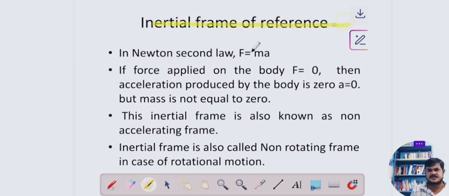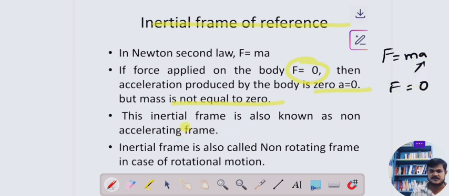Inertial frame of reference is nothing but Newton's second law, F equal to ma. If the force applied on the body is 0, then the acceleration produced in the body is 0, but the mass is not 0, because an inertial frame of reference should be at rest or in uniform motion, not accelerated. In F equal to m into a, there is no acceleration, so the force acting on the body is 0. So the inertial frame of reference is also known as a non-accelerating frame. It is very important.